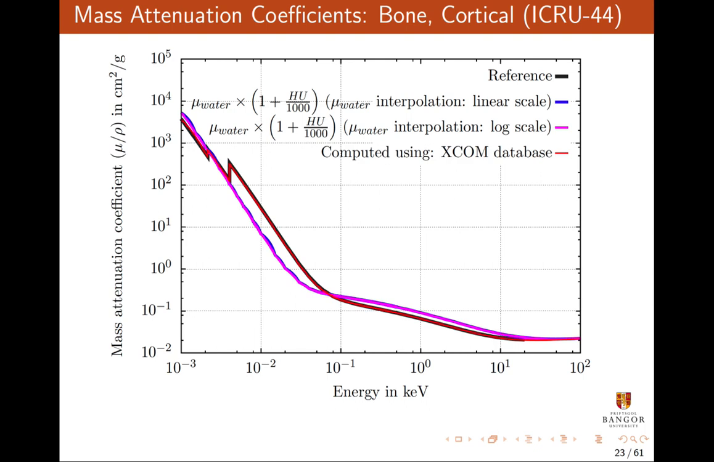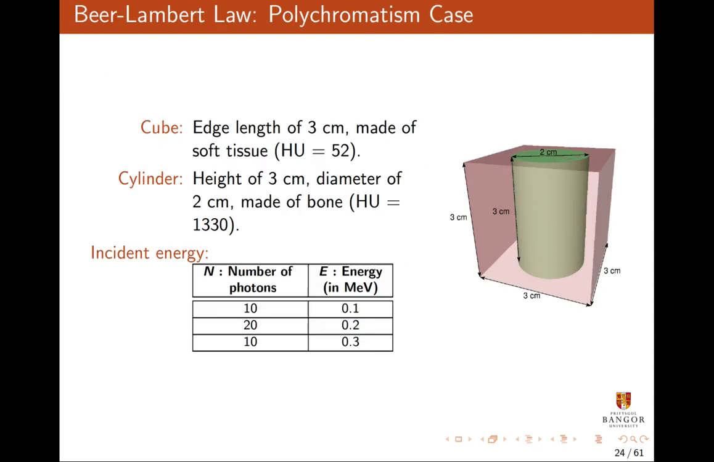So this is why we have to use photon cross sections from the XCOM database. And now we did that, we can retrieve the mass attenuation coefficient for the bones here. So that worked. Now we know that the attenuation coefficients are accurate, we can assess the Beer-Lambert law. We just consider the polychromatic case. So we got 10 photons of this energy, 20 of this energy, 10 of this energy. The cube here is made of soft tissue and the cylinder of bone.